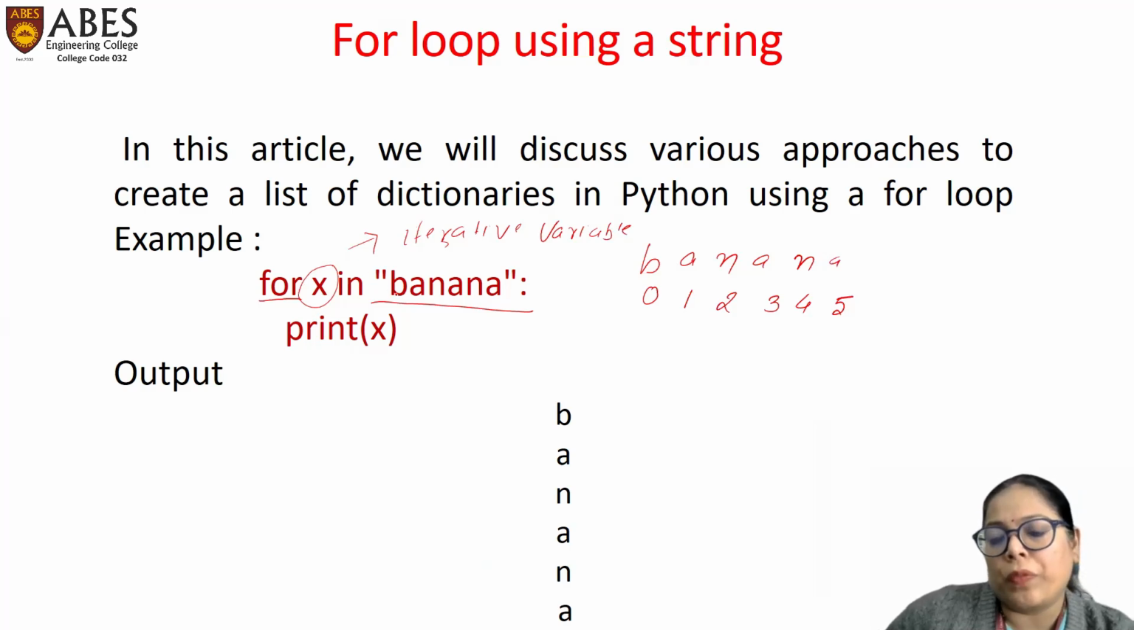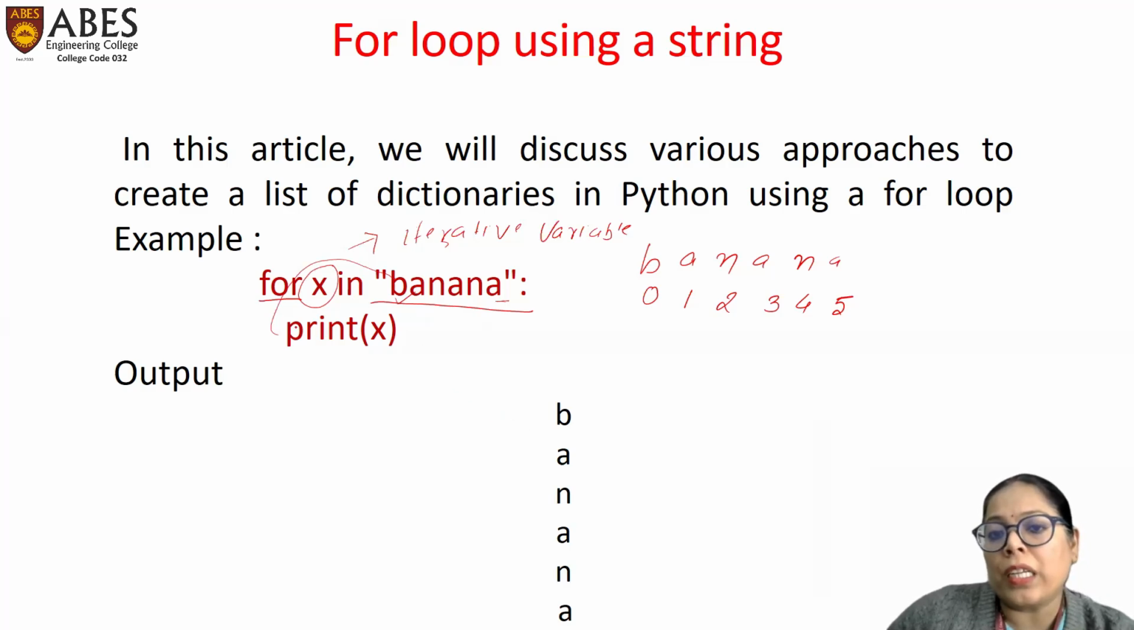Now it will check for this. At first we have B, so it will print B. Now again it will go and check whether it has a next element. So again we have A, so it will print A, and similarly it will keep printing. After printing A, it checks the sequence again, finds N, checks again, finds A. So it keeps on printing. Once it has reached this position, it finds A, and A is printed.